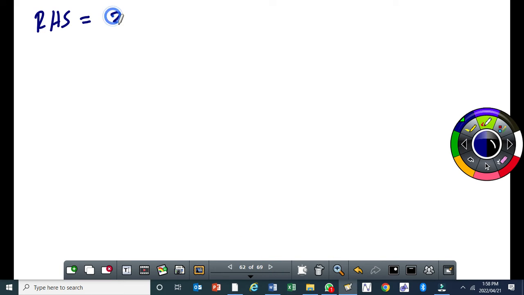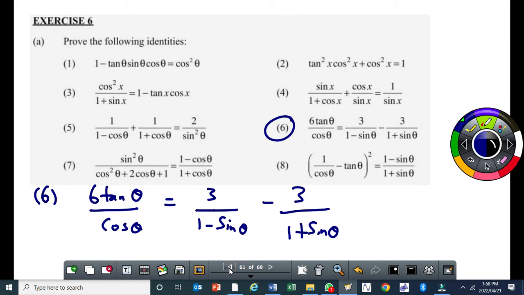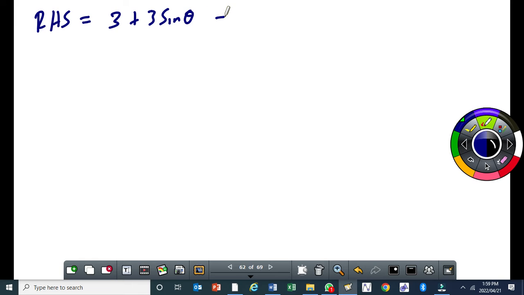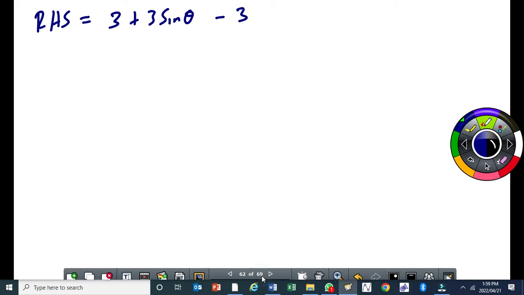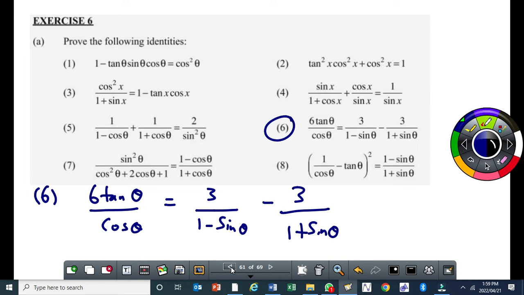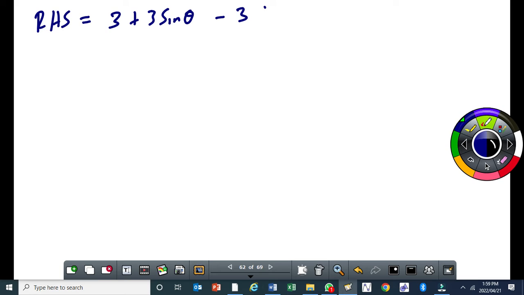And so you get 3 plus 3 sine theta. Okay? Then, are you following? Yes. Yeah, I'm using the LCD. The LCD is the product of these two. Therefore, I have to multiply this 3 by that denominator, this denominator by that minus 3. Okay, be very careful of this minus 3. So I'll write it as minus 3, then you end up having a plus. Okay, the plus here, so it will be plus 3 sine theta.